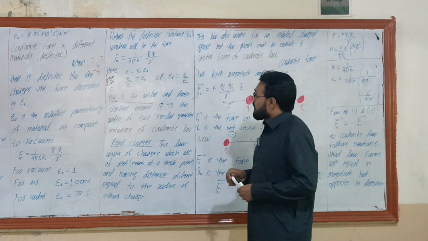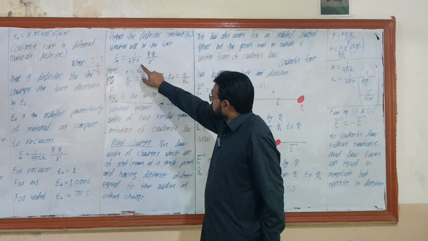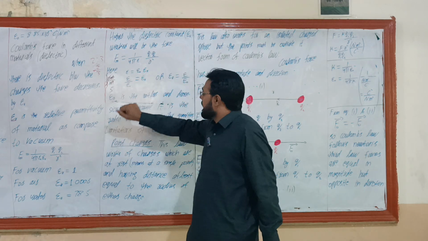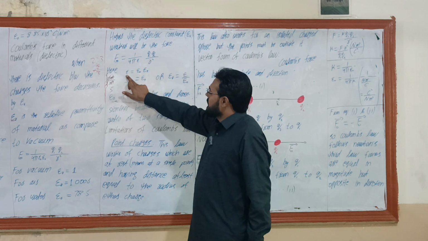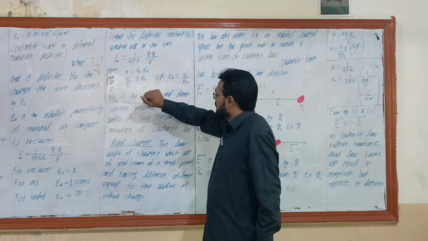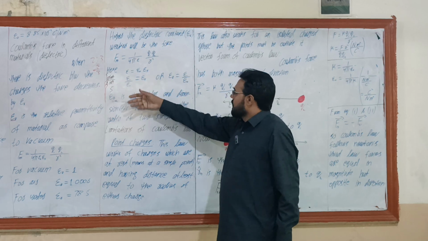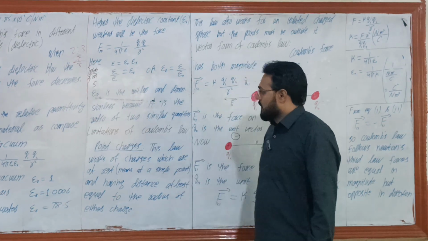Now come here, epsilon naught, epsilon r is taken as epsilon. Epsilon is equal to epsilon naught epsilon r. Epsilon naught will be divided over here. So epsilon r is the ratio.